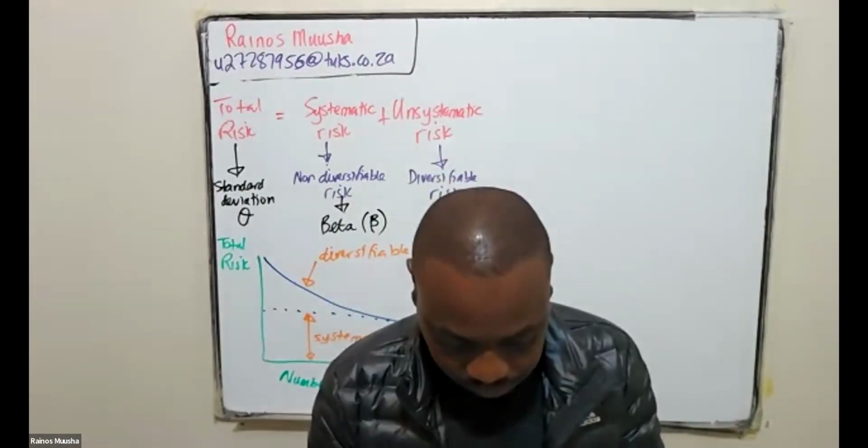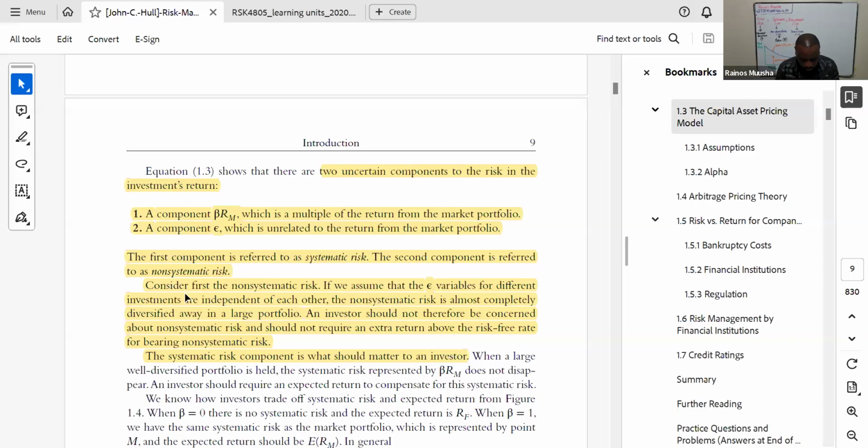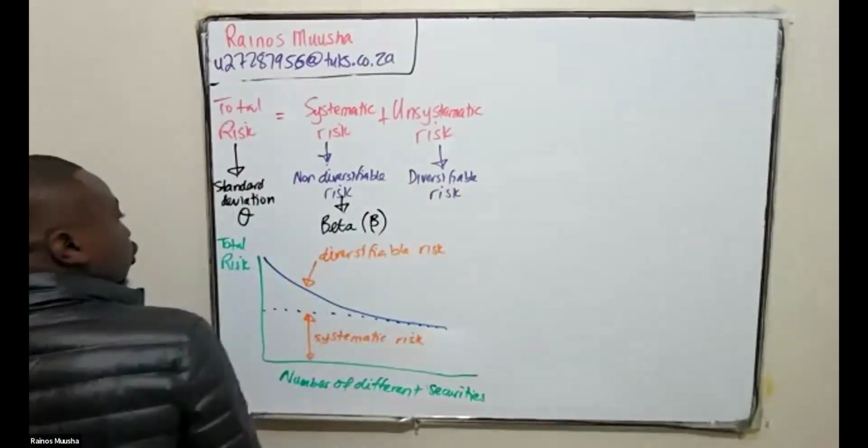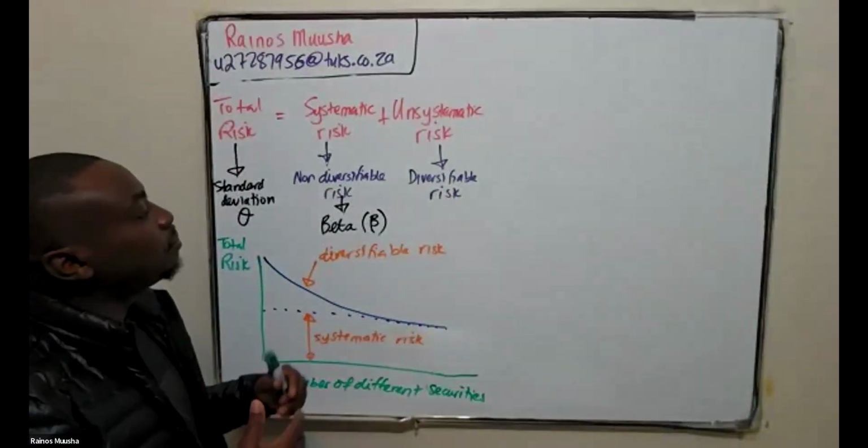Moving on. Here they say, consider first the non-systematic risk. If we assume that the E variable for different investments are independent of each other, the non-systematic risk is almost completely diversified away in a large portfolio. So an investor should not be concerned about non-systematic risk and should not require an extra return above the risk-free rate for bearing non-systematic risk. So the systematic risk component is what should matter to an investor. Under normal circumstances, assuming that the investor follows the principle of diversifying their risk in their portfolio, what are we saying?